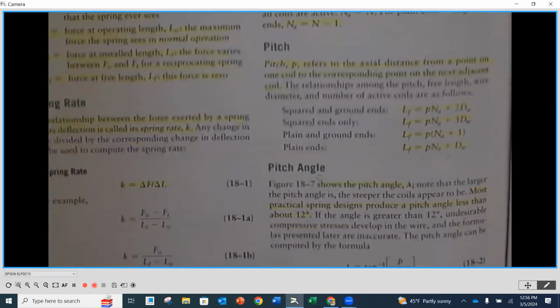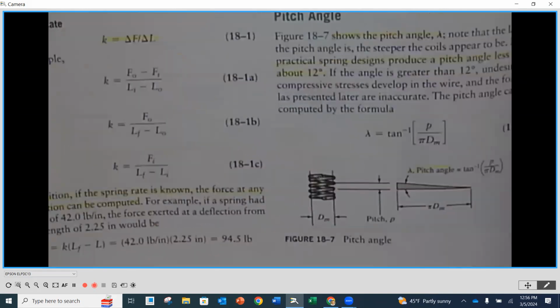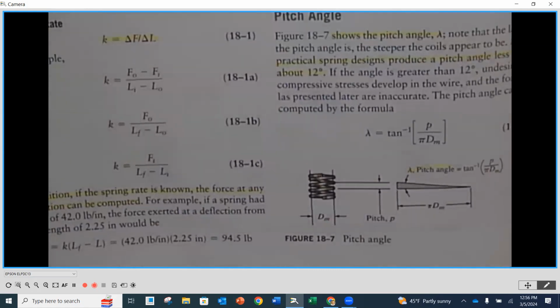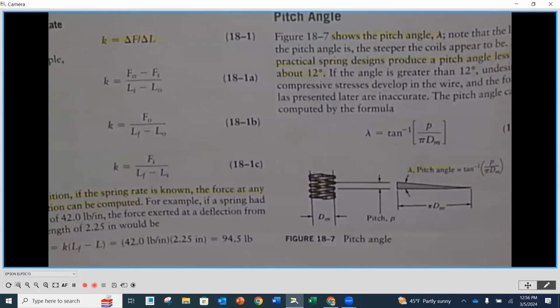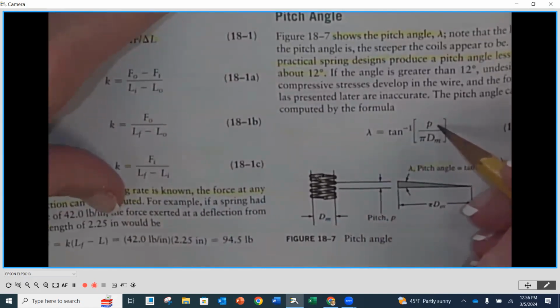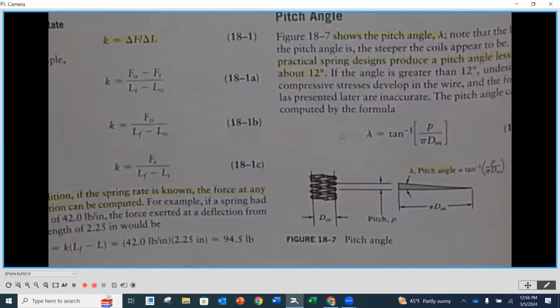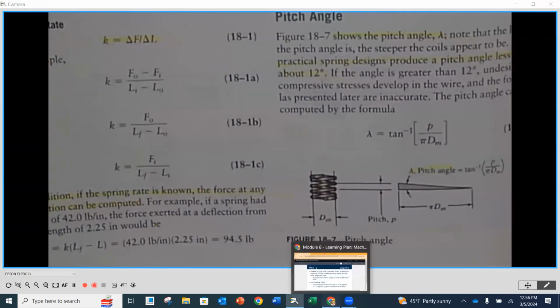The next thing that we have here is pitch angle. So pitch angle is going to be looking at the angle or the slope, if you would, of the coils as they wrap around. And to find that pitch angle, which is lambda, is going to be equal to the inverse tan function times the linear pitch from above divided by pi times the mean diameter of our spring. Again, you'll get to solve this a little bit later as we look at some examples.